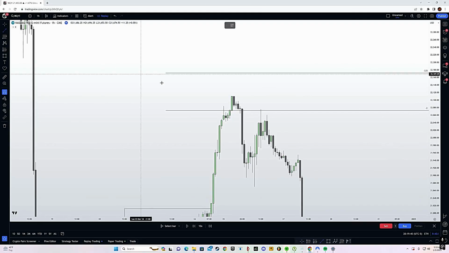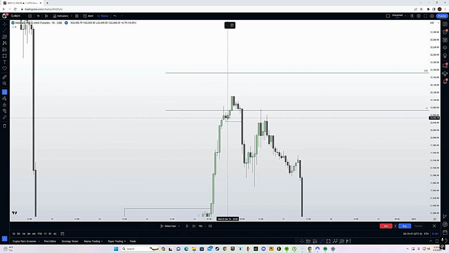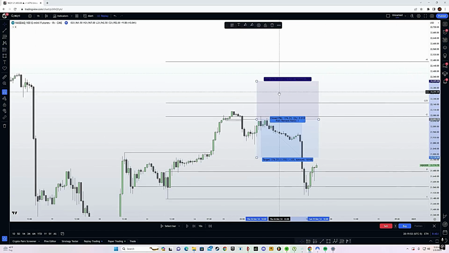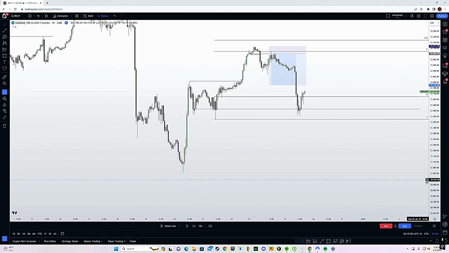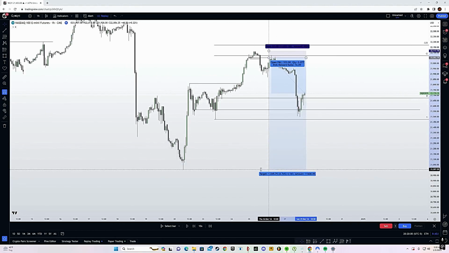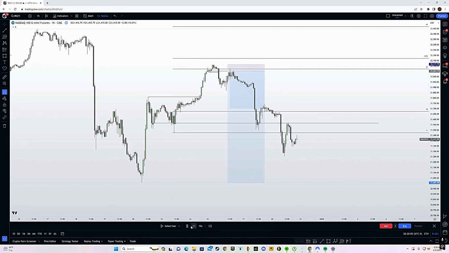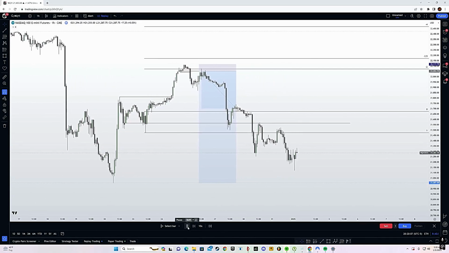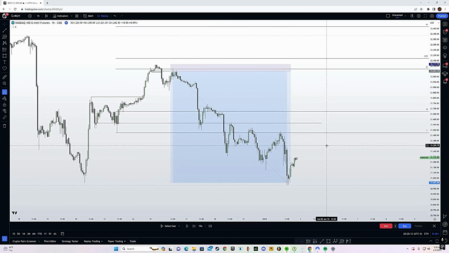Okay? Then what else do we have? We have a market structure shift with displacement. We have this order block over here, consecutive bullish candles. That is your short position, right? And let's see how this flows out, right? Because I don't know. Let's see. Yeah. A trade this big, you can absolutely catch it.